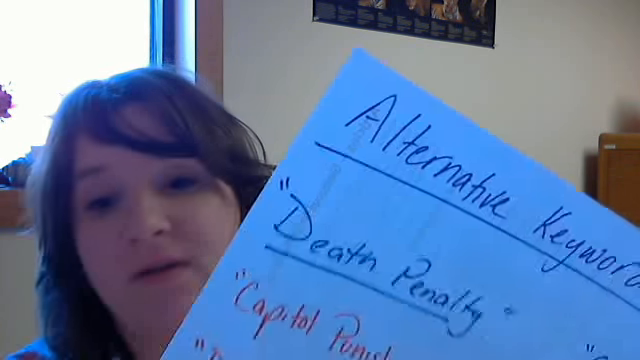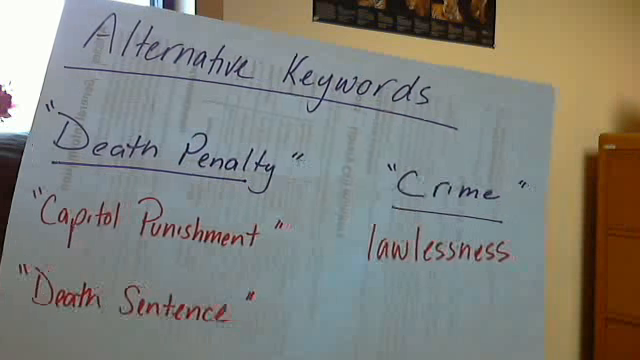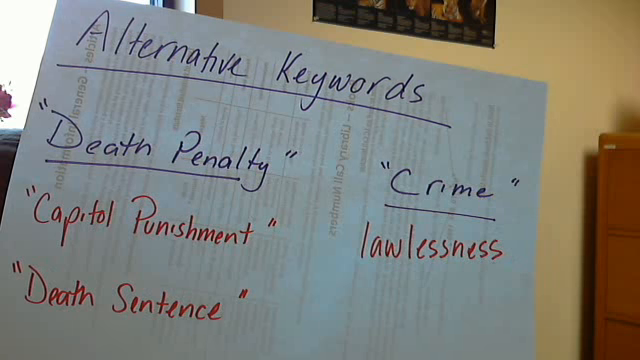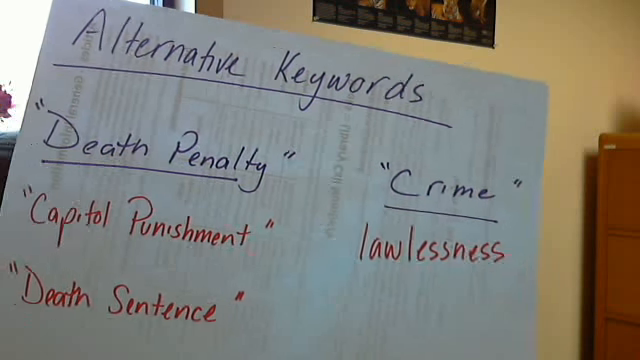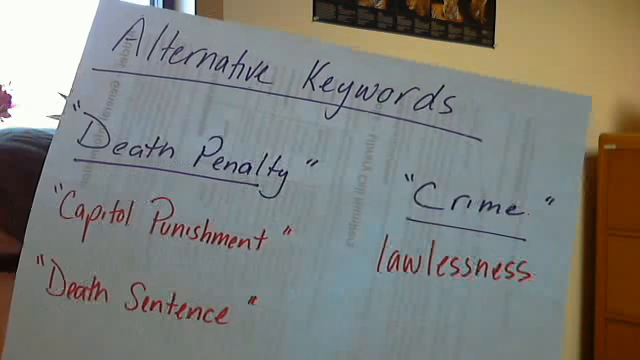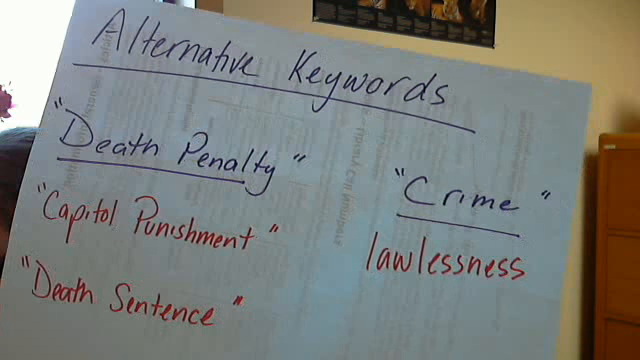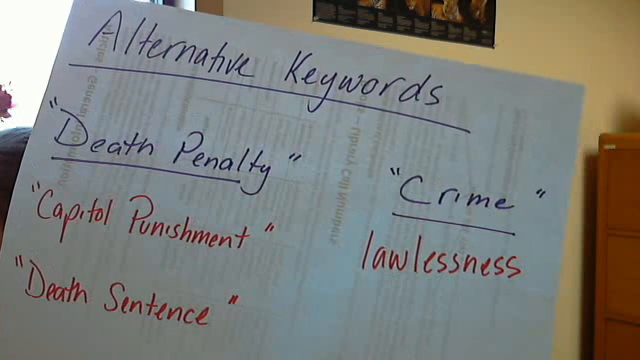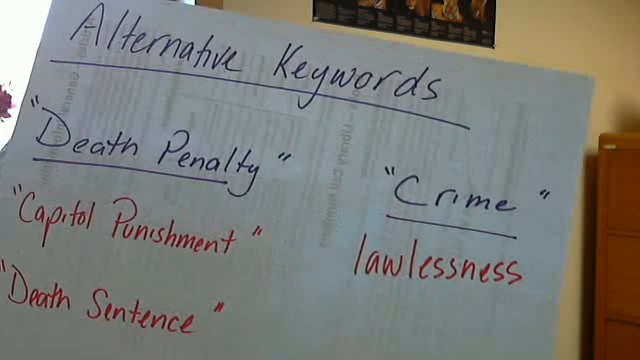Okay, so I came up with a list of alternative keywords. Death penalty could also be capital punishment, could also be death sentence. Crime could also be lawlessness. Okay, so do you see what I did there? I didn't come up necessarily with vague kind of things. You know, these are words that definitely mean the same thing. So those are my alternative keywords.